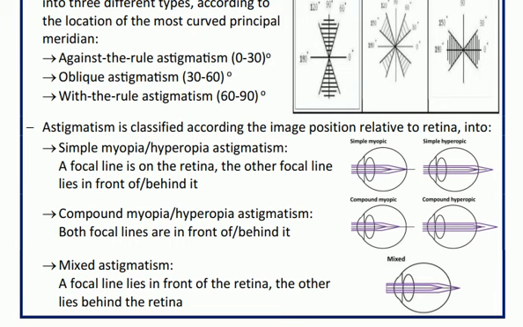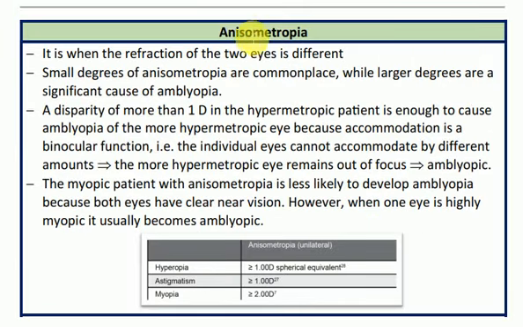Third is mixed astigmatism, in which one focal line lies in front of the retina and one focal line lies behind the retina. And anisometropia is when the refraction of the two eyes is different. Small degrees of anisometropia are commonplace. Large degrees are a significant cause of amblyopia.